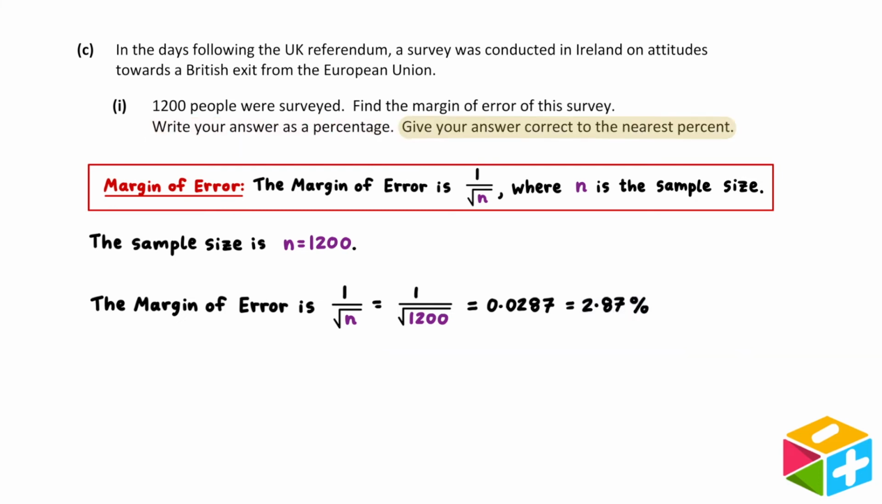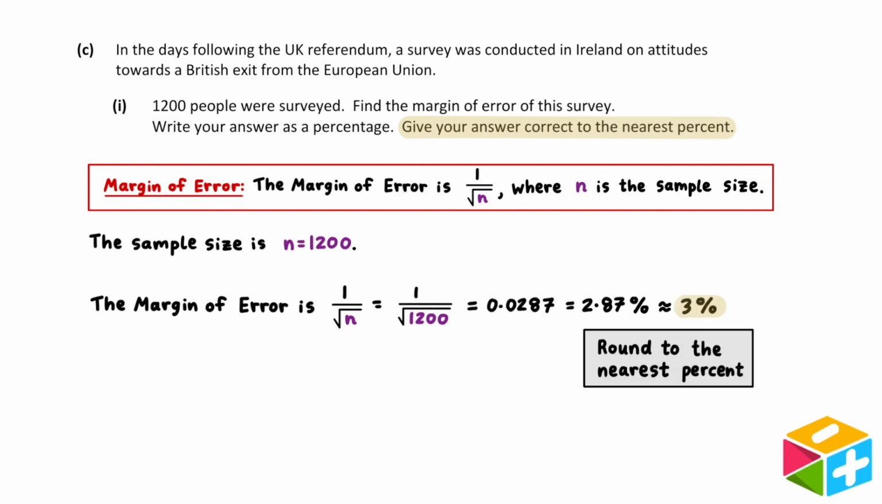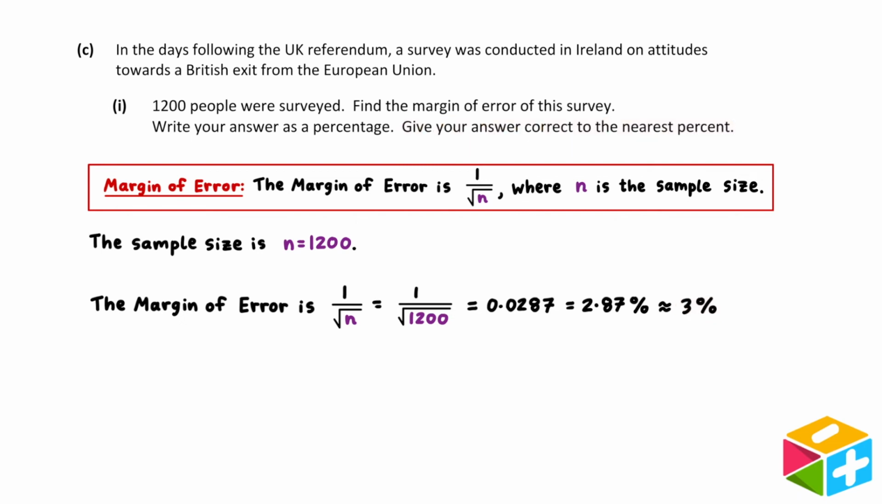We were asked to give our answer correct to the nearest percent. So to finish off, we need to round this to the nearest whole number. This gives us a final answer of 3%.